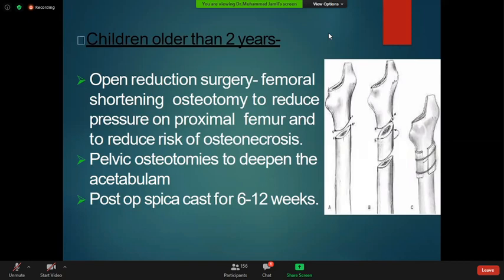So we do the femoral shortening. You can appreciate the femur. We cut the femur and remove some part of the bone. We also do some rotation of the femur, called varus derotation osteotomy, and sometimes we also do the pelvic osteotomy to deepen the acetabulum. After the relocation and all these things, we close the wound. That is for the pelvis.